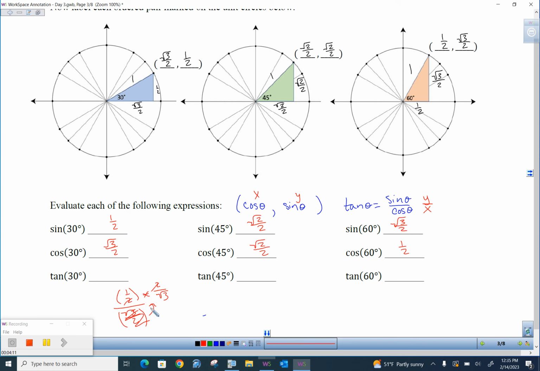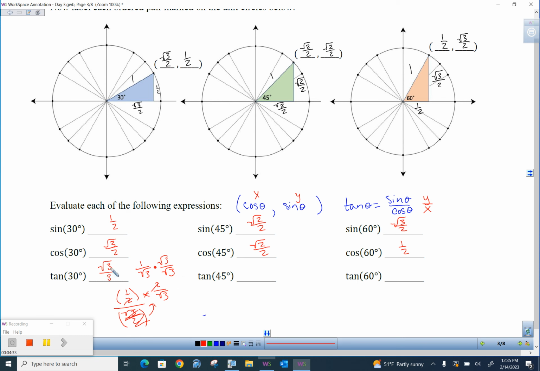And then our 2's cancel out. We have 1 over the square root of 3. From there, just like we did with the square root of 2 over 2, we have to fix this so it doesn't have that square root symbol in the bottom. Multiplying by square root of 3 over square root of 3 to get rid of that square root of 3 on the bottom, we get the square root of 3 over the square root of 9, which is 3.